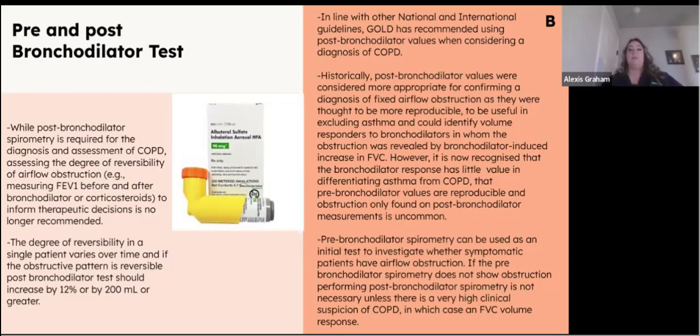Pre-bronchodilator values are reproducible, and obstruction only found on post-bronchodilator measurements is uncommon. Pre-bronchodilator spirometry can be used as an initial test to investigate whether symptomatic patients have airflow obstruction. If the pre-bronchodilator spirometry does not show obstruction, performing post-bronchodilator spirometry is not necessary unless there is a high clinical suspicion of COPD, in which case an FVC volume response.